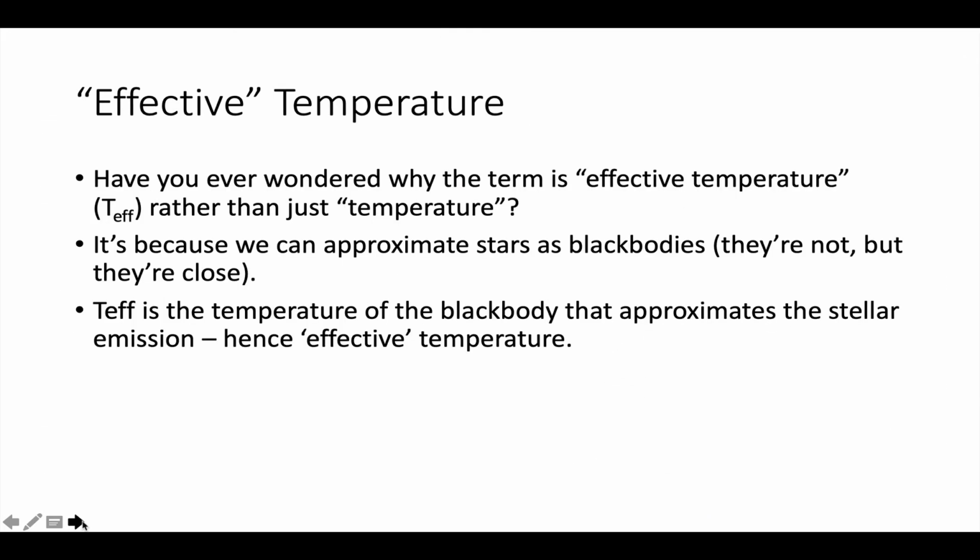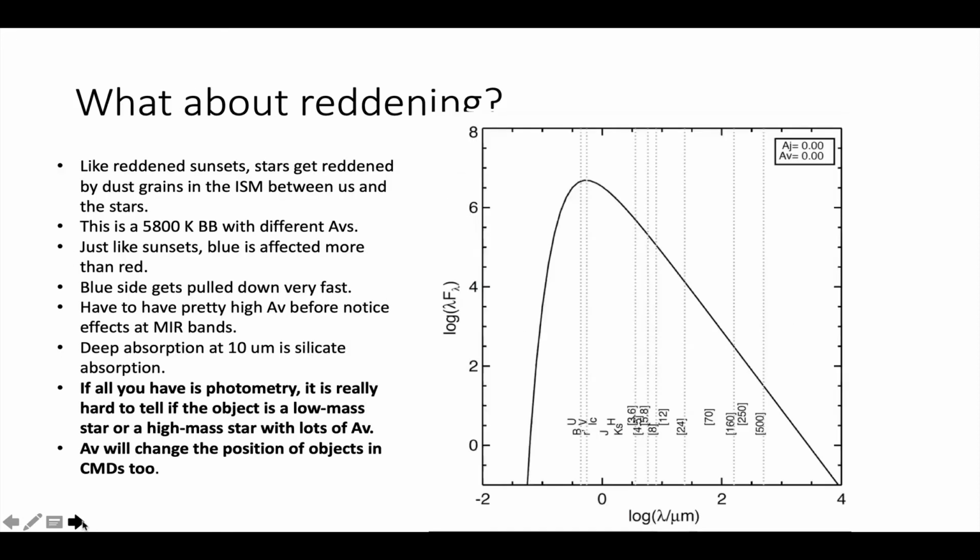If you've ever wondered why your textbook refers to effective temperature, this is why. It's because we're approximating stars as blackbodies. They're not, but they're close. So the effective temperature is the temperature of the blackbody that approximates the stellar emission. That's why it's effective temperature. So now, what about reddening?